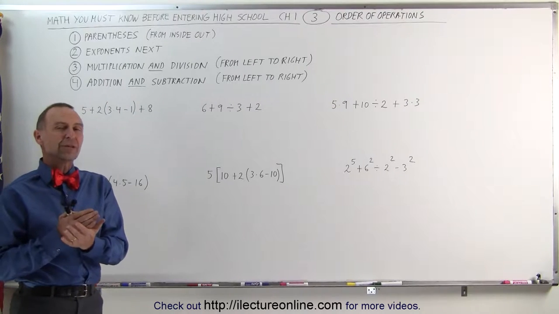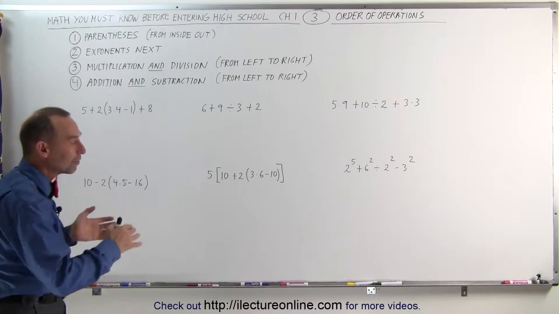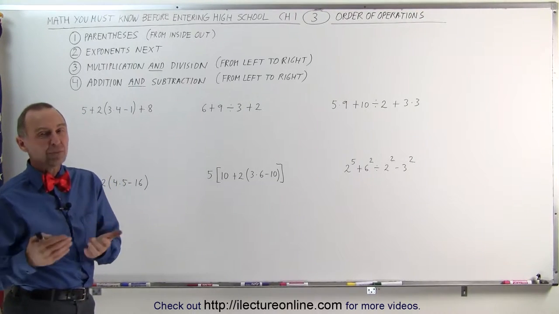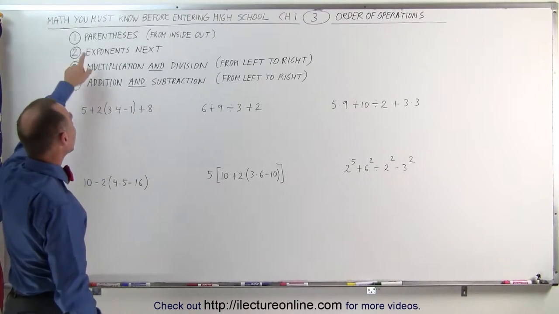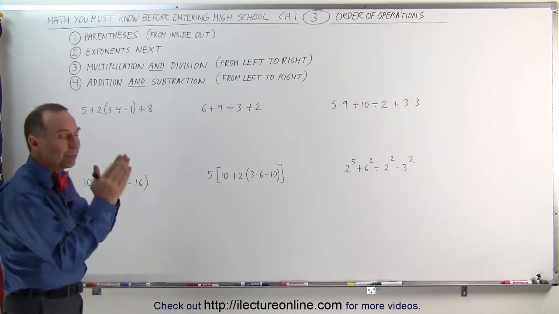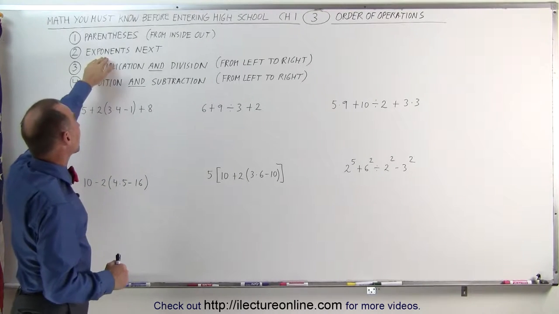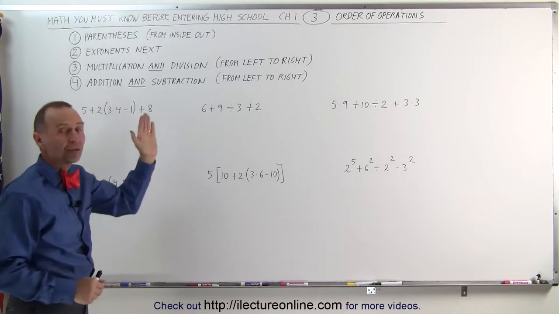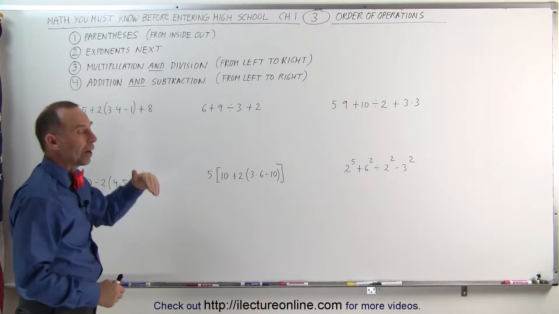It is very important that you follow the order in a specific way. If you have a mixture of addition, subtraction, multiplication, division, parentheses, and exponents, they must be done in a particular way. First, we take care of the parentheses. We work from the inside parentheses to the outside parentheses. Then we take care of exponents. Then we do the multiplication and division from left to right. And then we do the addition and subtraction, again from left to right.